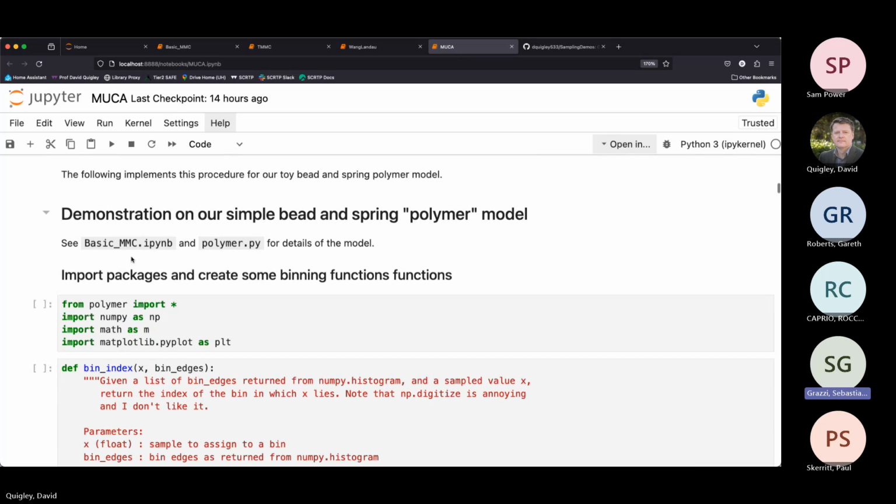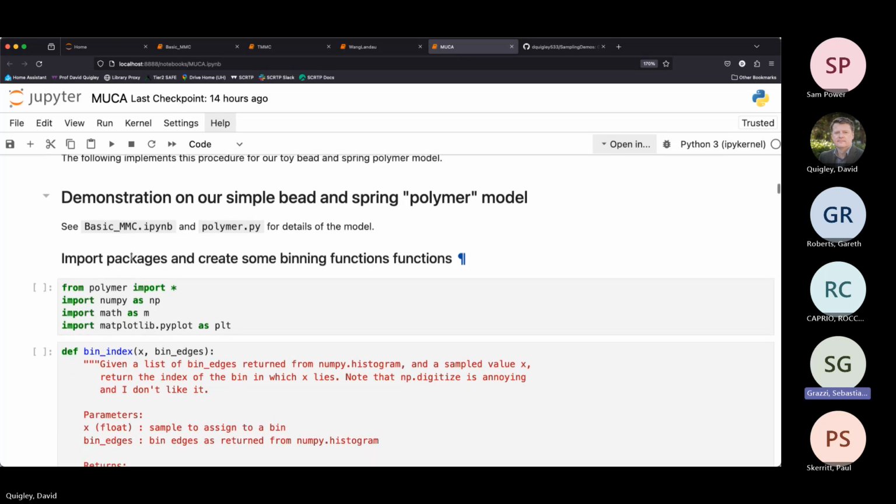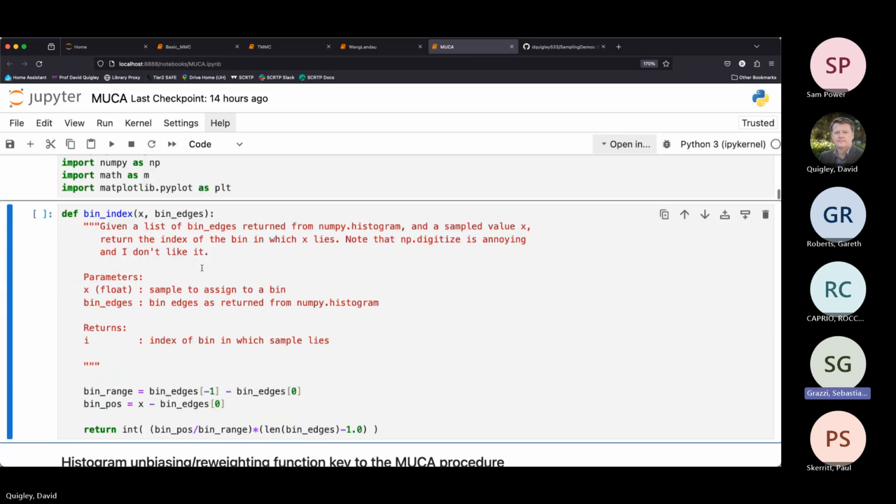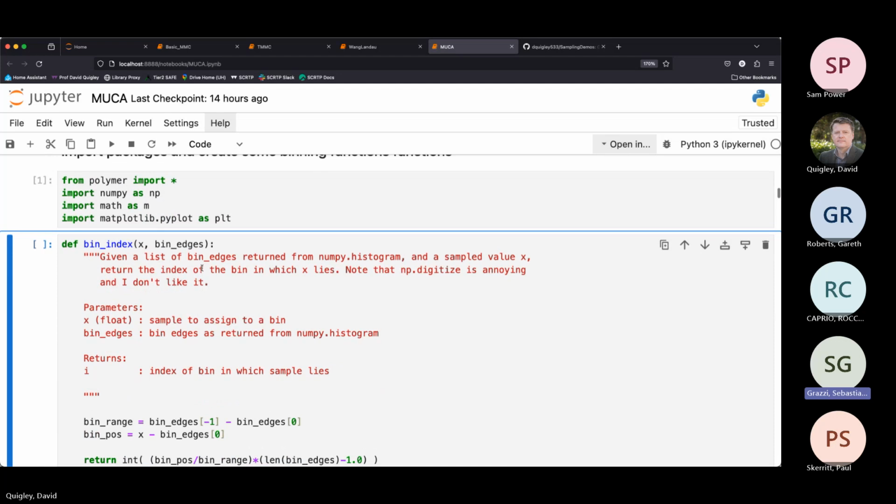Okay, so I'll demonstrate that. Maybe that'll take 5-10 minutes, and then maybe we can break for a coffee, and I'll move on to one of the more sophisticated methods. So I'm again defining exactly the same functions that I defined earlier to create the polymer and set up the bins and so on.